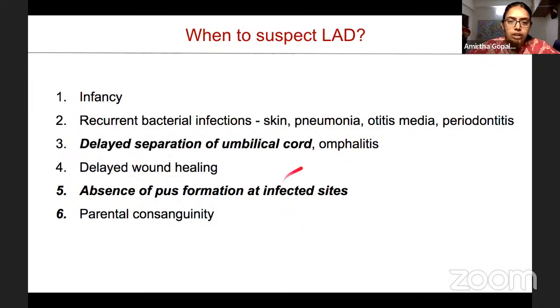One classic history that we would get in LAD is a delayed separation of the umbilical cord, that is separation beyond the 14th day of life, and an associated infection, omphalitis. Delayed wound healing is also very notable in these patients. And since there is a defect of neutrophil migration to the site of infection, there is generally an absence of exuberant pus formation. And as in any autosomal recessive condition, parental consanguinity is also a clue.